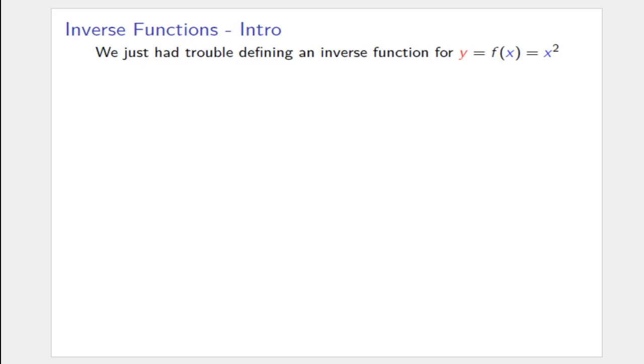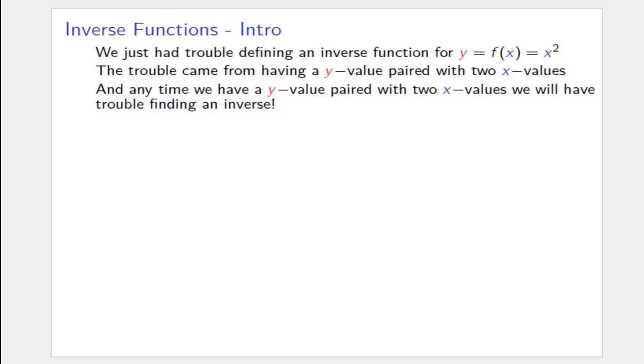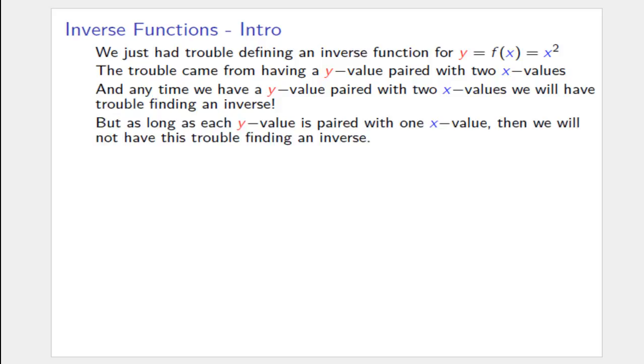Now, we just had trouble defining an inverse for the function y equals x squared. The trouble came from having a y value paired with two x values. And anytime we have a y value paired with two x values, we will have the same trouble finding an inverse. But as long as each y value is paired with one x value, then we won't have this trouble finding an inverse.